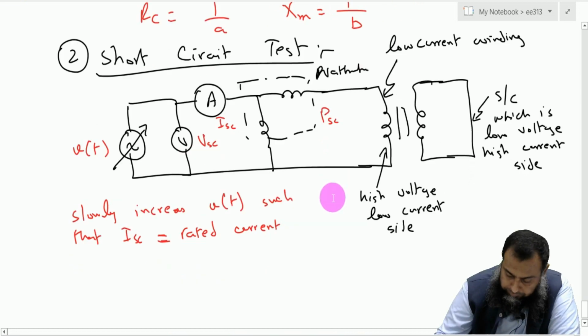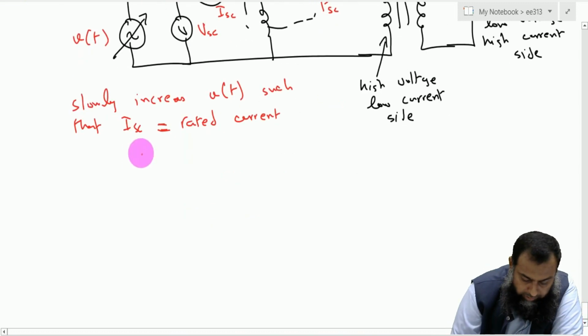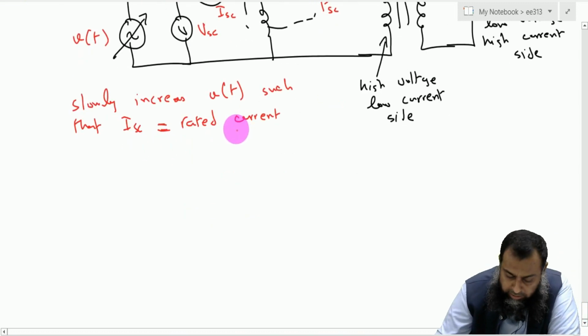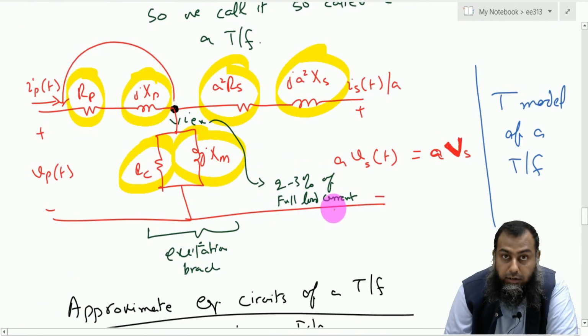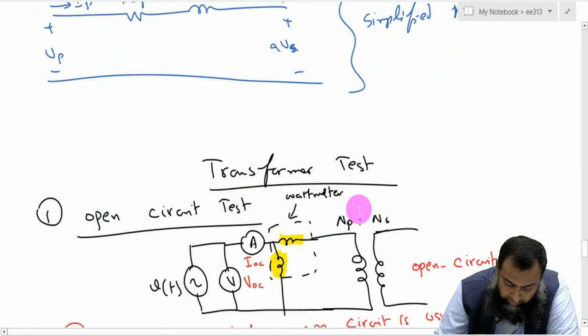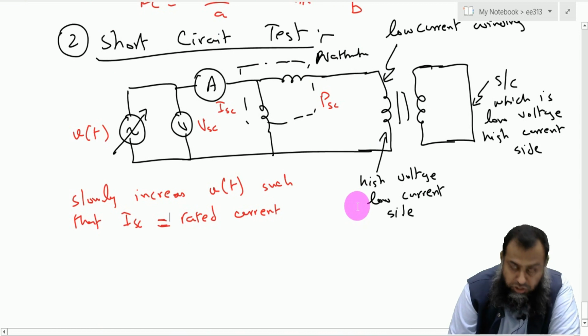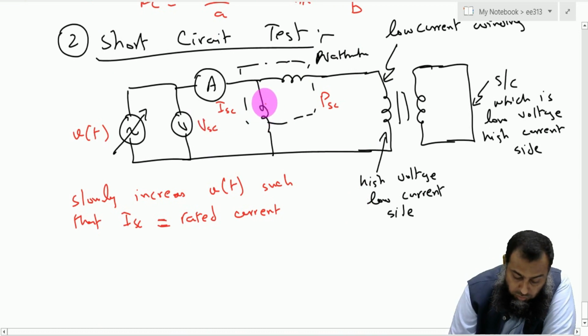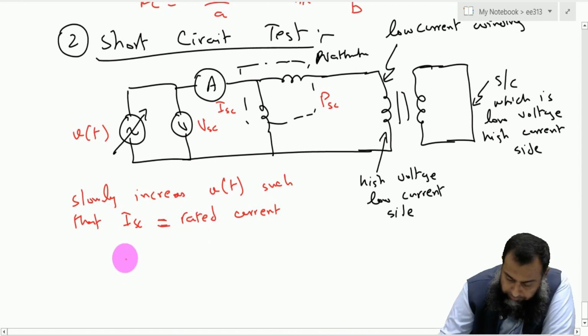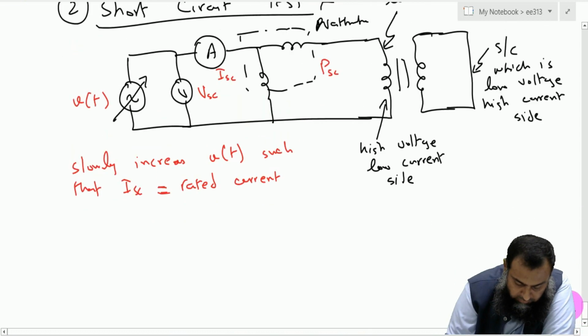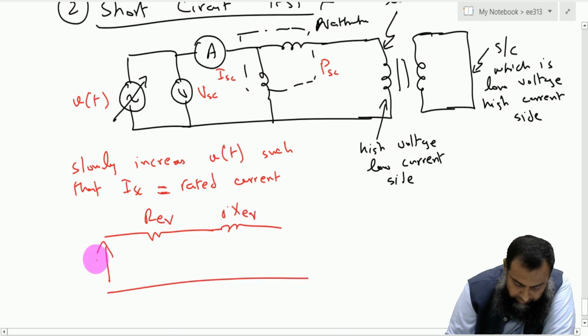Now once we do that, we have a rated current available here, and we have earlier seen that this excitation branch is 2.2 to 3% of the full load current, right? This means that majority of this current, 97%, flows through the windings of the transformer. So the equivalent circuit according to this particular transformer test is something like this one. So we have R equivalent and this jX equivalent here, right? So this is the applied voltage VT here.